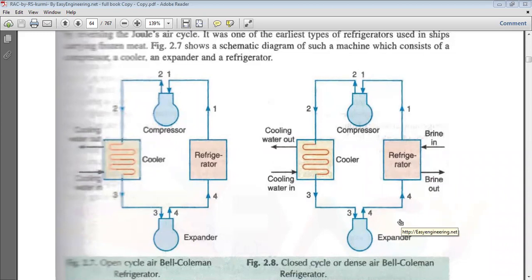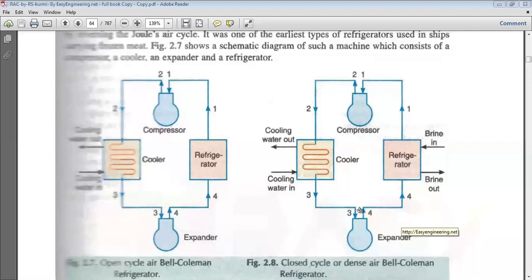For cooling and storage of meat in ships, we used the Bell-Kalman cycle in olden days. Nowadays, it's obsolete. Here we are using air as a refrigerant. That's why it is called an air refrigerator. Bell-Kalman is an air refrigerator. The Bell-Kalman cycle is the reversed cycle of the Brayton or Joule cycle. It is a reversal of the Brayton cycle or Joule cycle.